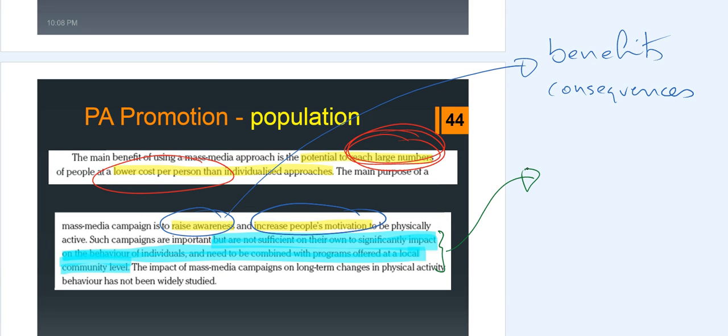The second part of this is that the mass media campaign on its own is not enough. It needs to be combined with programs offered at a local community level. If these programs are not offered at a local community level, then the people, although they may understand the benefits, they may understand the consequences, they actually don't have anything to then go and participate in.